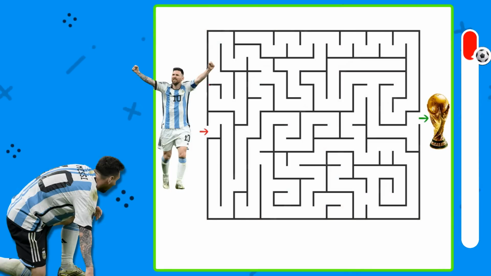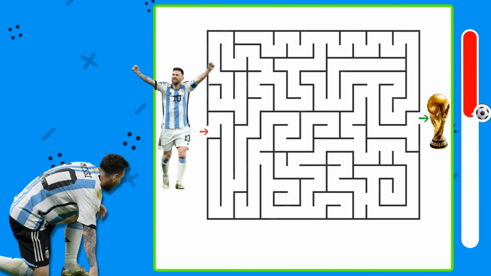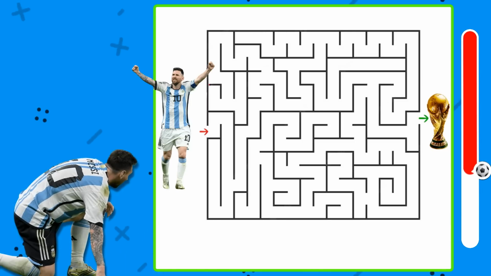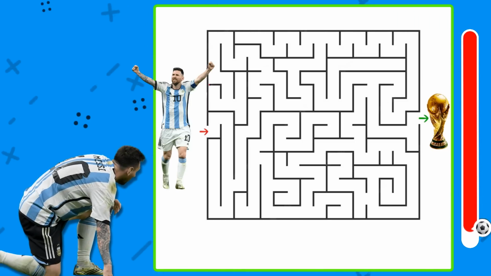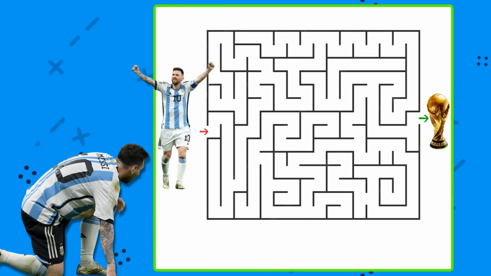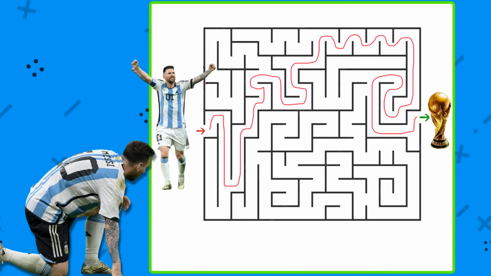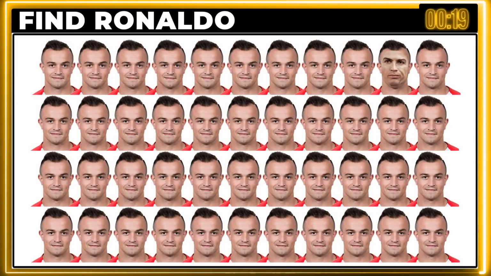Challenge 3. Find the correct way. Challenge 4. Find the odd one out.